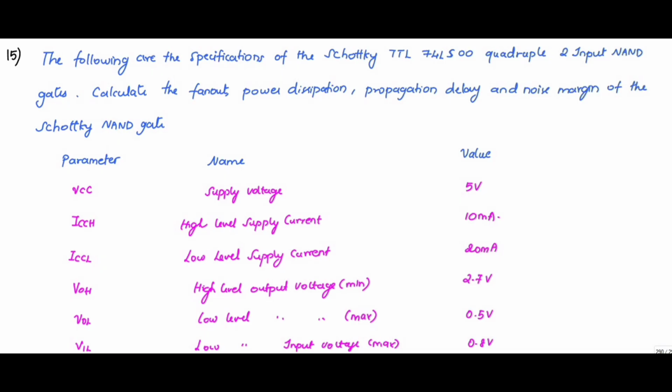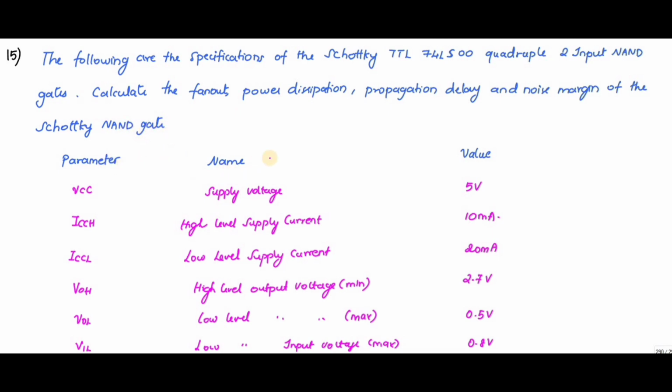In this video, we are going to discuss TTL logic. So what does TTL mean? Transistor Transistor Logic. So the question is, following are the specifications of the Schottky TTL 74LS00 quadruple 2-input NAND gate. Calculate the fan-out, power dissipation, propagation delay and noise margin of the Schottky NAND gate.